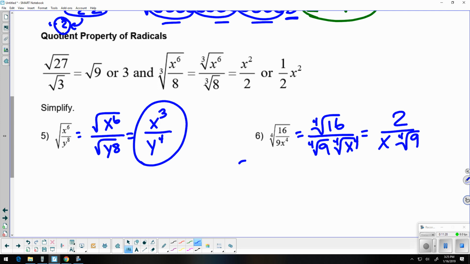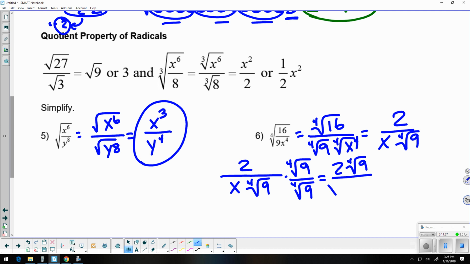So let me just translate it down here. Okay, here's what we got so far. And again, I'm just going to multiply by the radical, 4th root 9, 4th root 9. When you multiply right now, what you would have is 2 4th root 9 over x. This would be the 4th root of 81 when you multiply these two together, which I know, obviously because I'm a math teacher, I know that I can take the 4th root of 81.